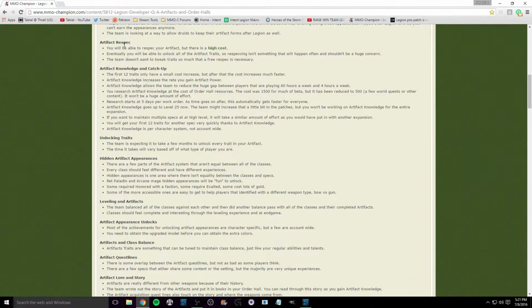So, artifact respec. We're getting into the actual nitty-gritty now. You will be able to respec your artifact, but there is a high cost. Essentially, when you're respeccing, you're going to lose some of the points that you've spent, but you will be able to move it around depending on what you need. Now, as a Mythic Raider, I think I might be put into situations at times where I'm going to have to respec because maybe I have enough points to get to one golden tier, but maybe for this fight I need the other golden tier.